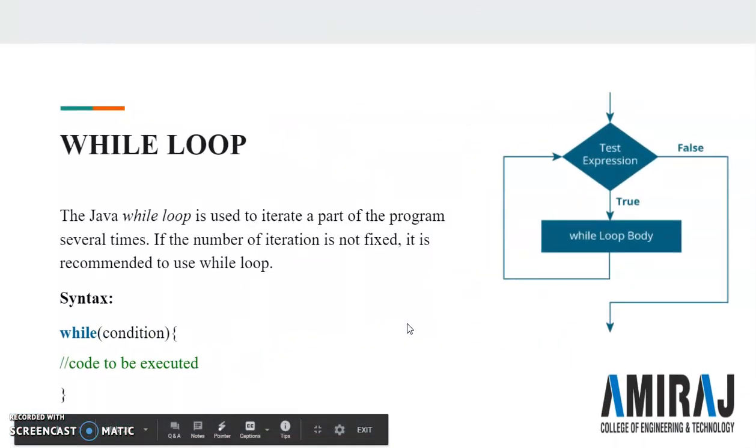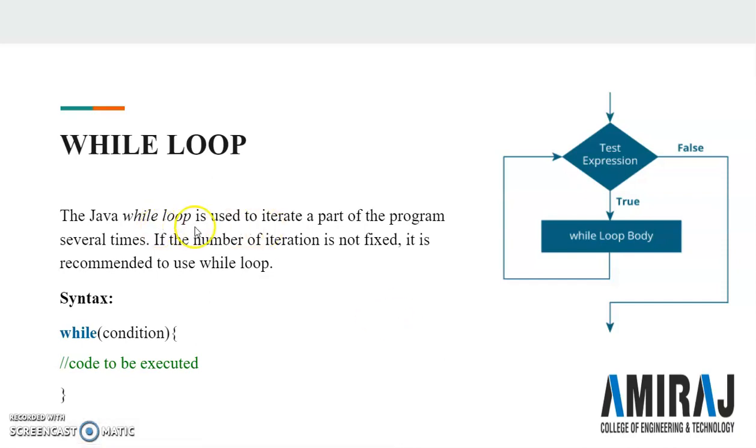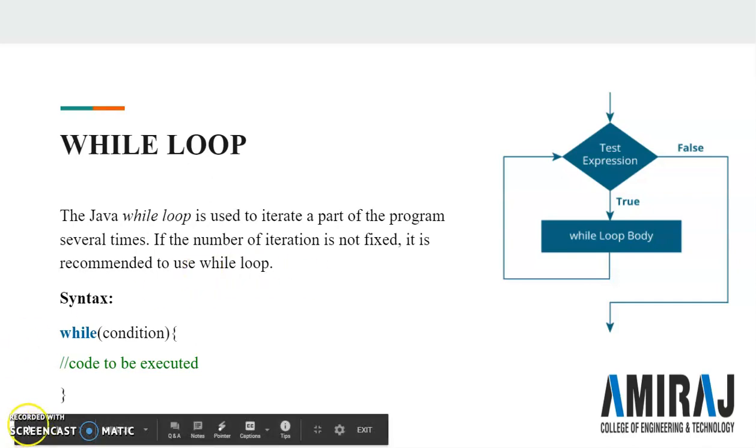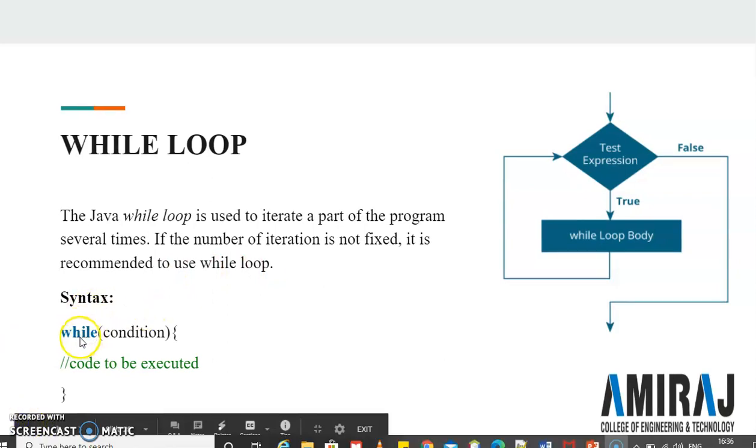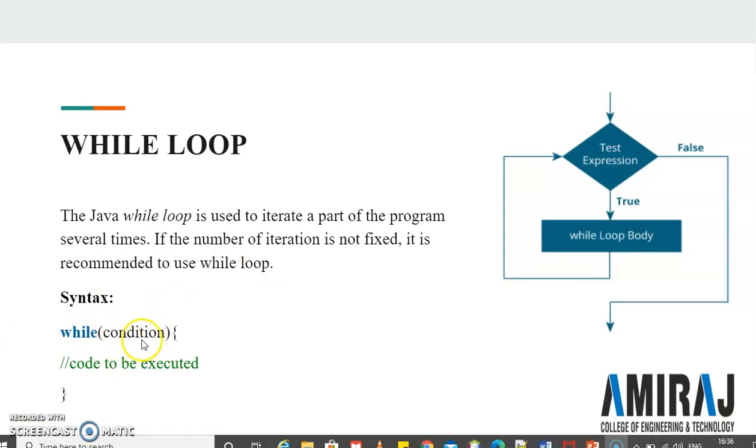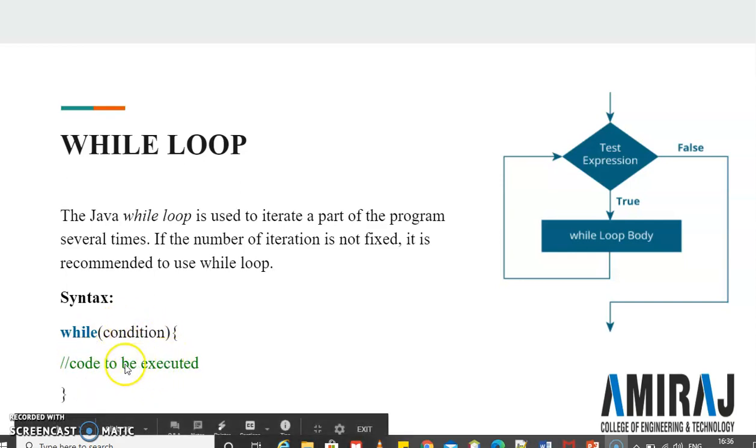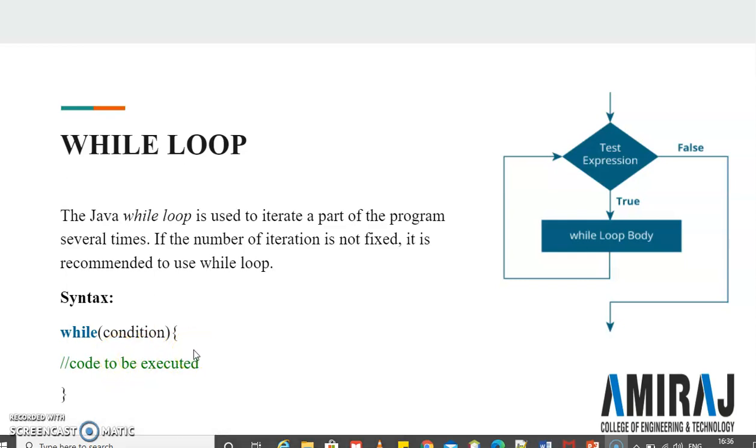So let's start with the while loop. Java while loop is used to iterate a part of the program several times if the number of iterations is not fixed. Syntax of while loop: while, our condition or expression, and between the brackets our code will be executed. While the number of iterations is not fixed, we can use the while loop.